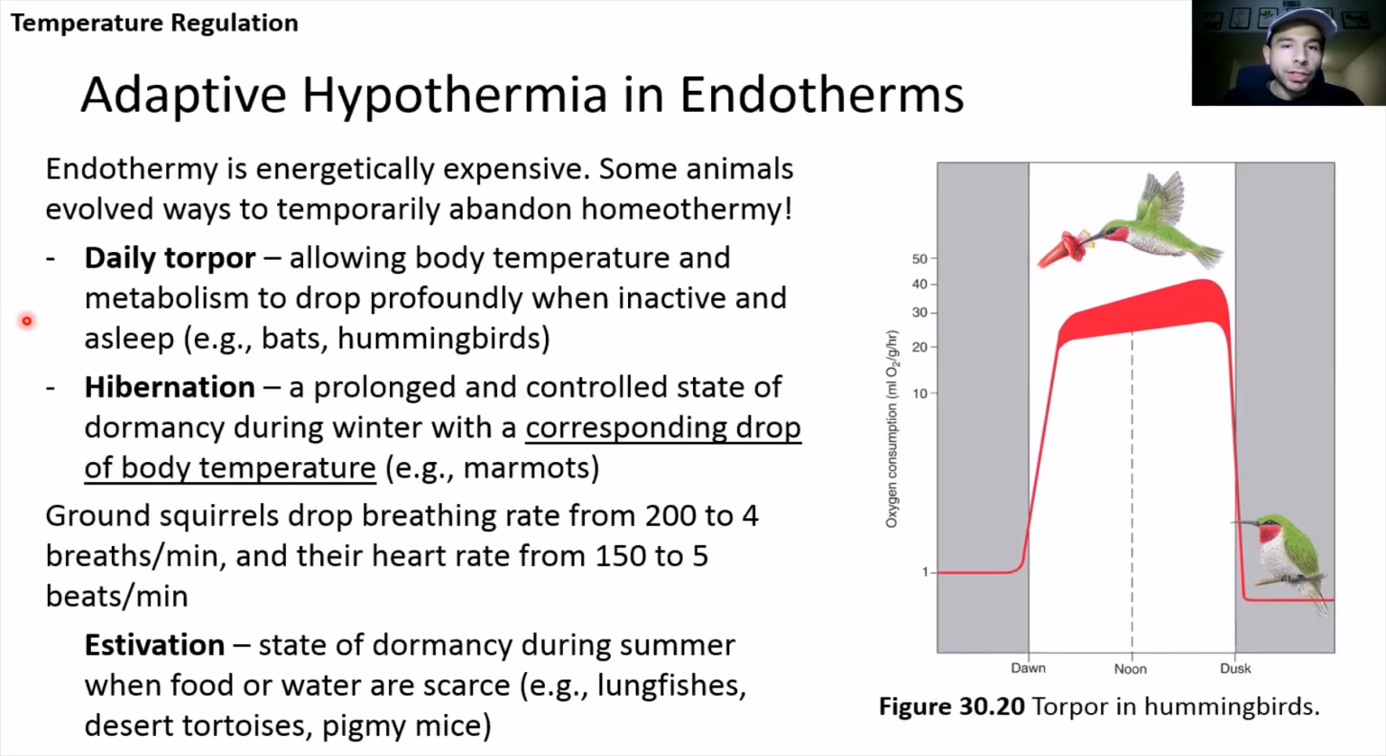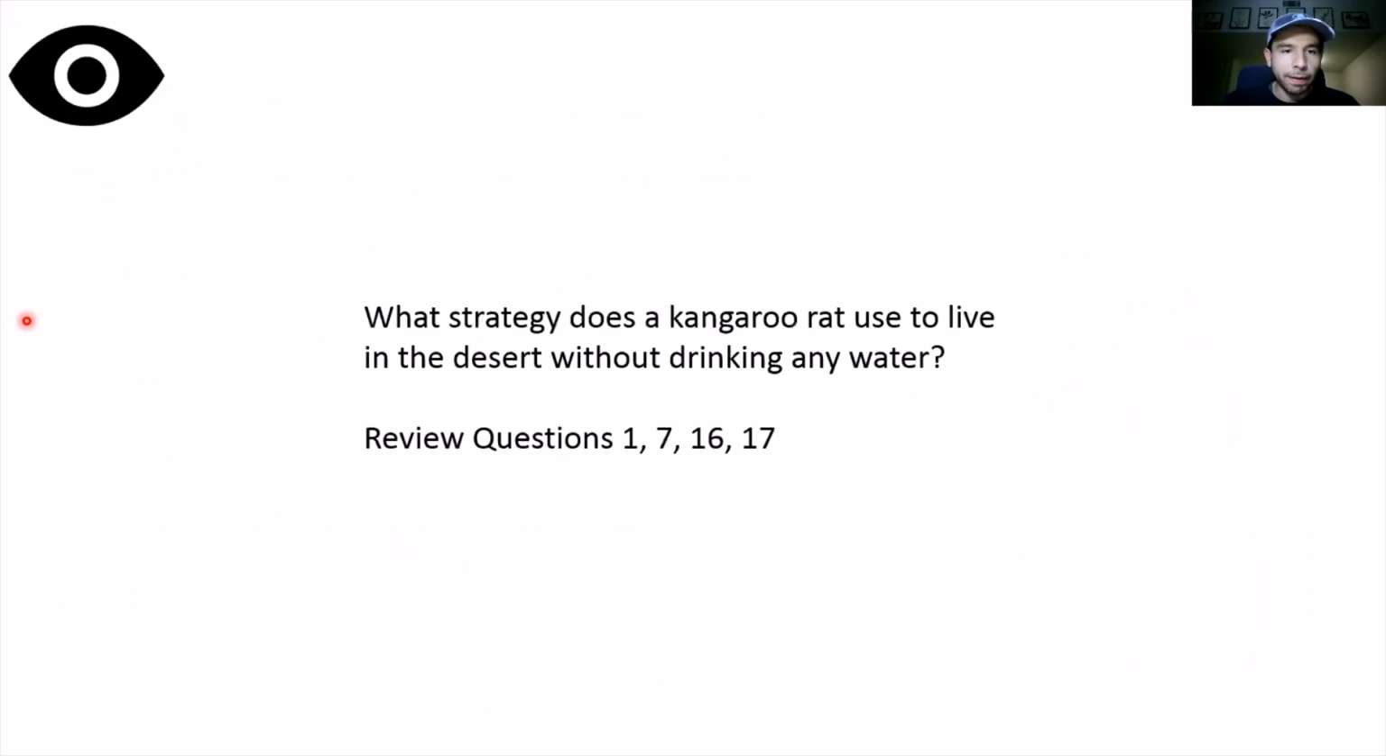The opposite strategy is to sleep for a long time when it's very hot. We call that estivation, which is a state of dormancy during the summer when it is too hot and food and water resources are very scarce. So lungfishes and some desert animals like tortoises and pygmy mice estivate.